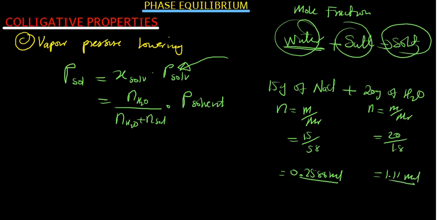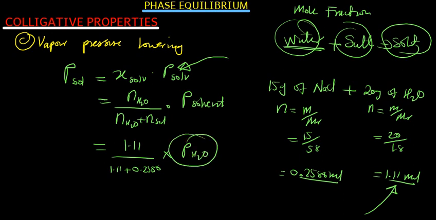So to find the vapor pressure of the solution, this will simply be the number of moles of the solvent, that is of the water, 1.11, divided by the sum of the number of moles of water, which is 1.11, plus the moles of the salt. In this case, the salt is sodium chloride, which is 0.2586, and then multiply by the vapor pressure of the water, which is the solvent in this case, and the vapor pressure is going to be given. So doing this, we are going to be able to calculate the value. So that is how we find that one.